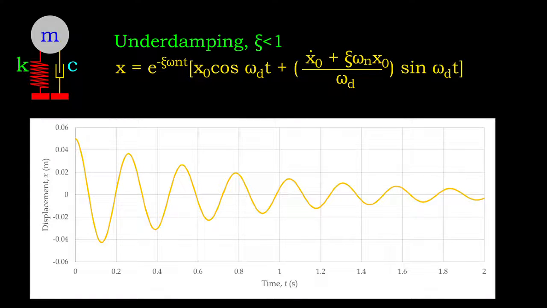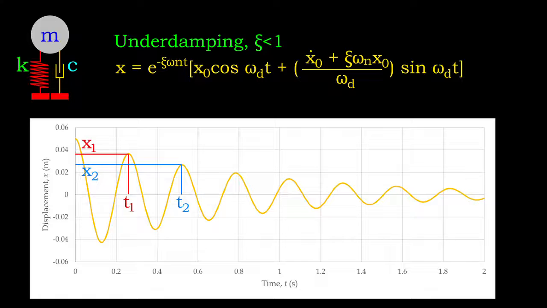Logarithmic decrement method is practically used to determine the damping ratio of an underdamped system. First, we need to derive the formulation using the solution for displacement of an underdamped system subjected to free vibration. Let x1 and x2 represent the peak displacement in two consecutive cycles.